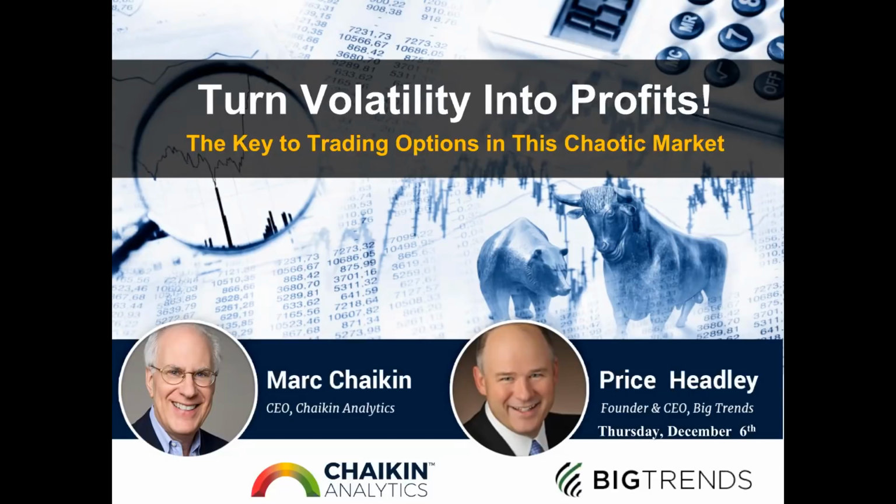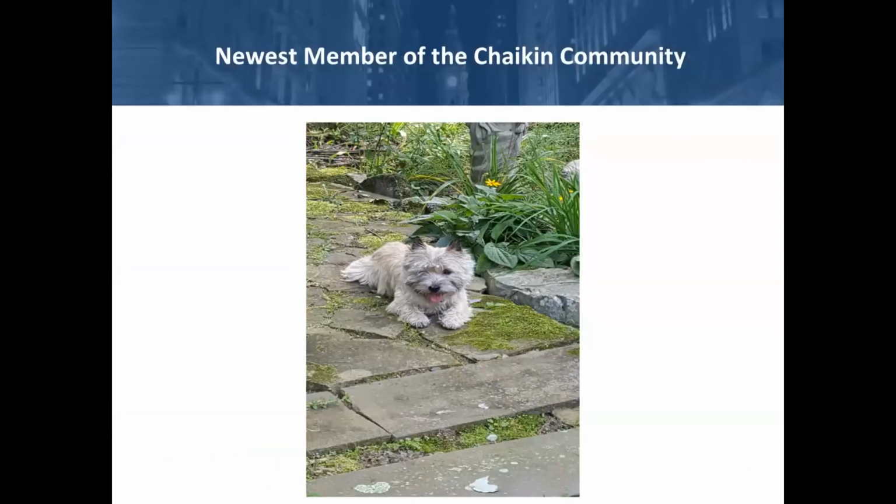So I want to start the webinar by introducing you to the newest member of the Chaikin community. This is our new Cairn Terrier Scotch, who we got 3 weeks ago, and I'm doing this webinar from home today. So if you hear some barking in the background, that's Scotch. And Scotch has all the attributes of a good trader. He's calm, he's picky, he's selective, he only eats the food he likes, but more importantly, he doesn't panic.